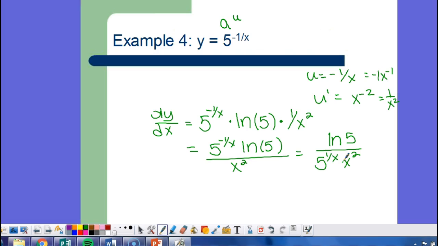I'll do it on the whole. Do you have one more example, or are you done? Yeah. You can see better. Do y equals 5 to the negative 1 over x. I'm going to do it ln both sides. ln y.